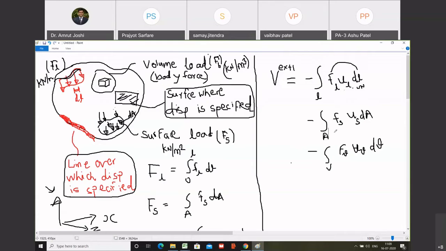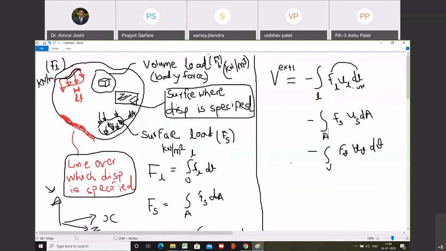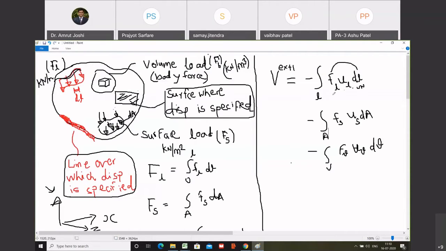Now let us consider reactions. So how do I write this term? Now tell me, in all these three terms, what is known and what is unknown? Ashu, you have to tell me in this term which is the known quantity and which is the unknown quantity. Force is known, so FL is known, Fs is known, and Fv is known, whereas UL, Us, and Uv are unknown quantities. Do you agree with me?